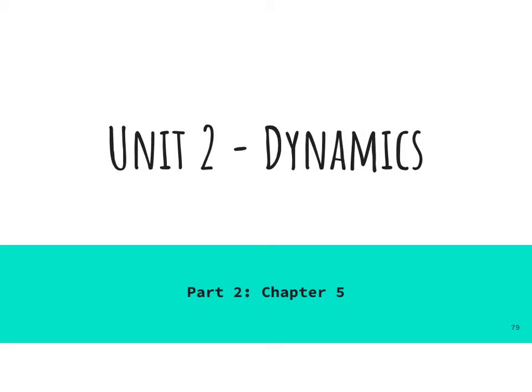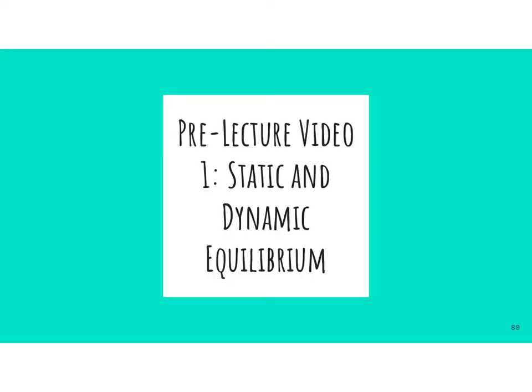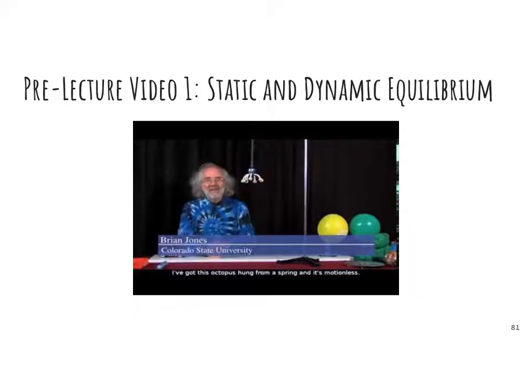So part 2, this next part of our unit 2, is going to do just that. We're going to start taking a look at how we can solve these problems quantitatively, getting a little bit more information in there and going from there. So the first part of this chapter, there is a pre-lecture video on static and dynamic equilibrium. And we'll talk about exactly what that means, but essentially this is going to lead us into how we quantify any problems dealing with Newton's first law.